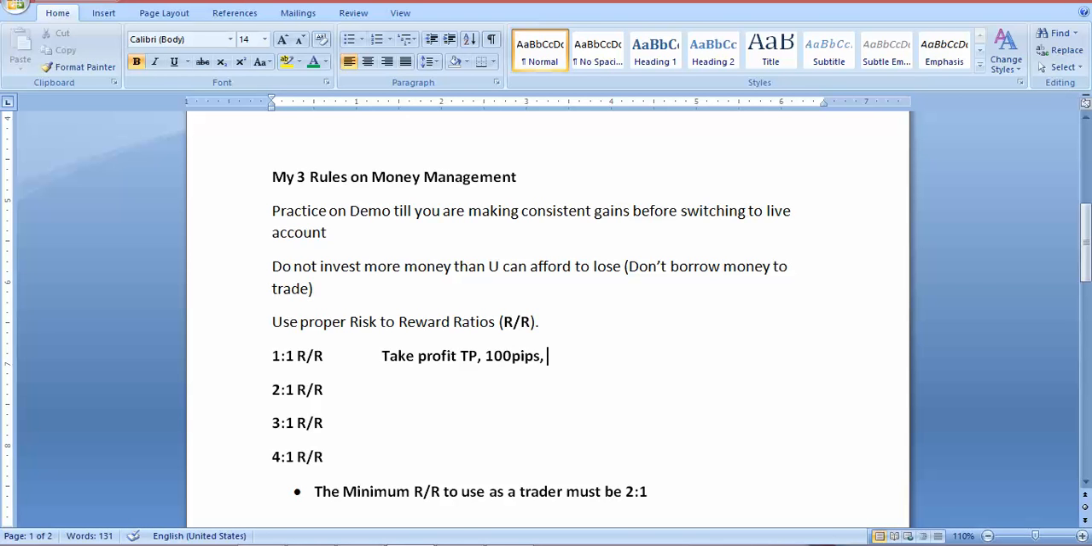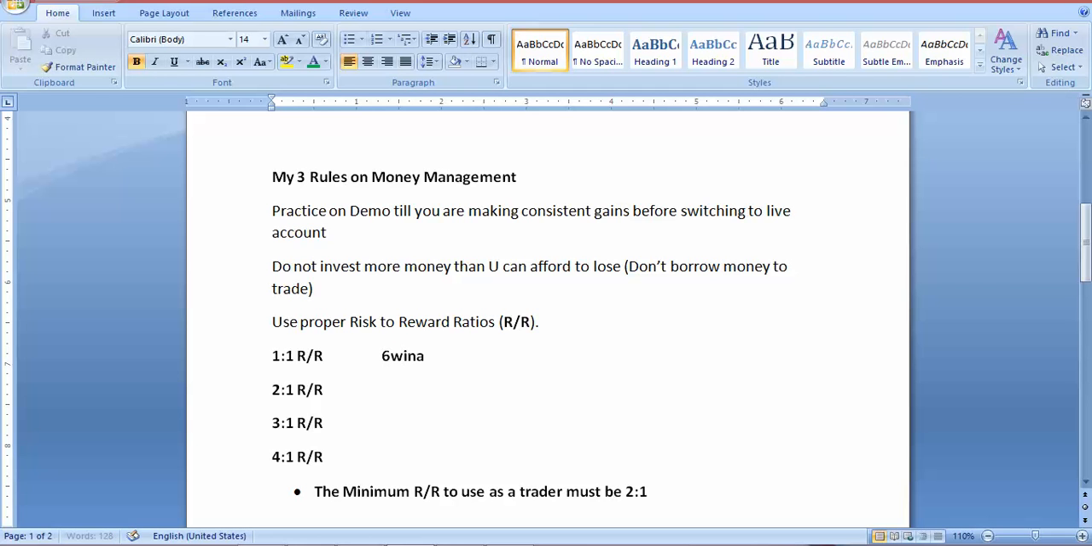1:1 risk to reward ratio means that your risk and your profit target are the same. So if you are going for 100 pips, you're also risking 100 pips. Let's say this 100 pips is equal to $100, or it could even be equal to $10, so you are risking $10 for $10. Let's just say you took about 10 trades, then out of the 10 trades, you won about 6 of them.